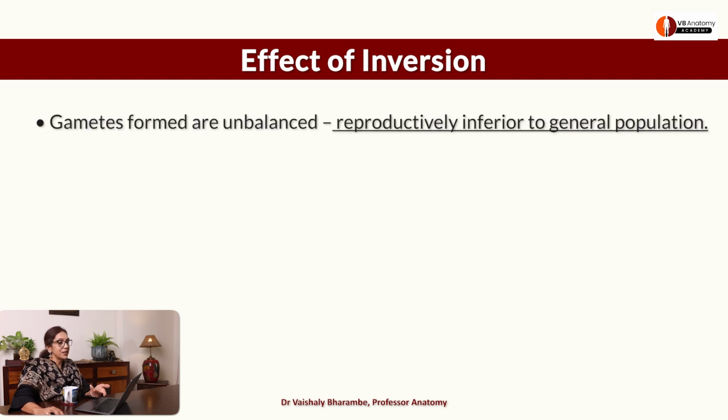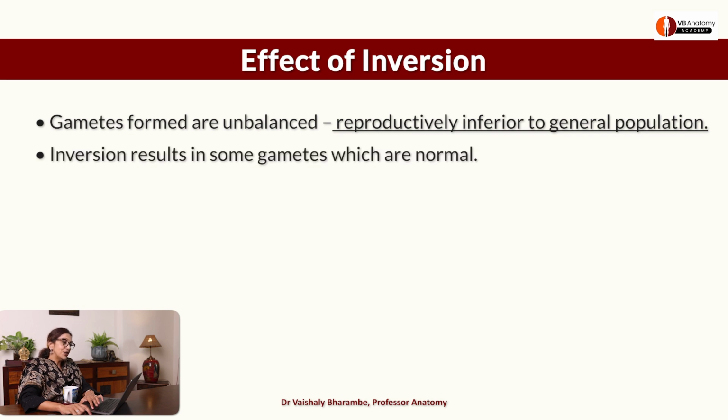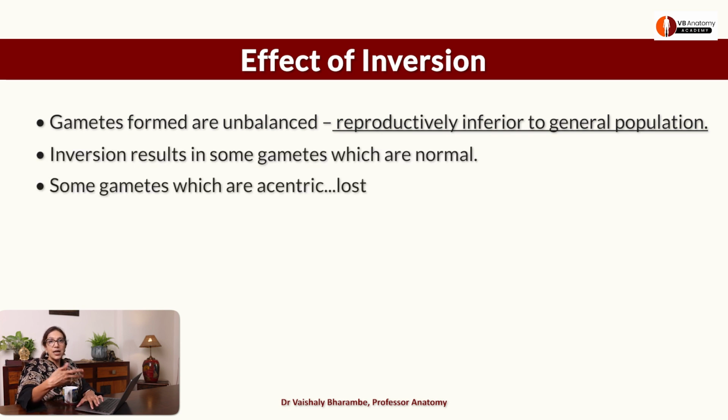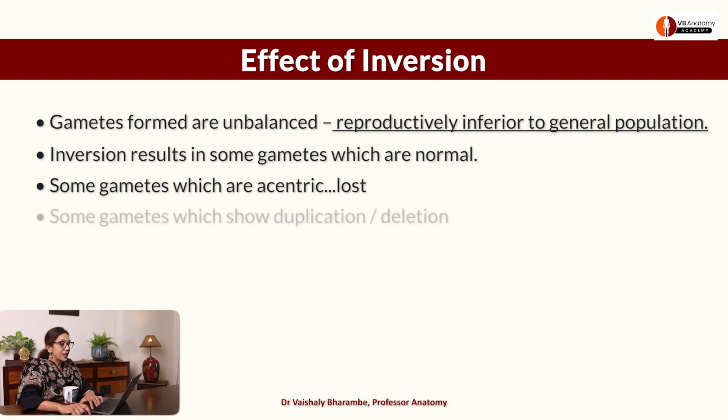This person is now reproductively inferior to the general population. His or her chances of giving birth to a normal child are reduced. There is a very high chance of infertility. So inversion results in some gametes which are normal, some gametes which are acentric and therefore lost, and some gametes which show duplication and deletion.